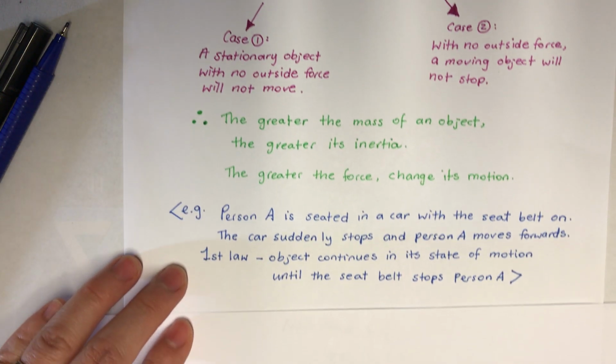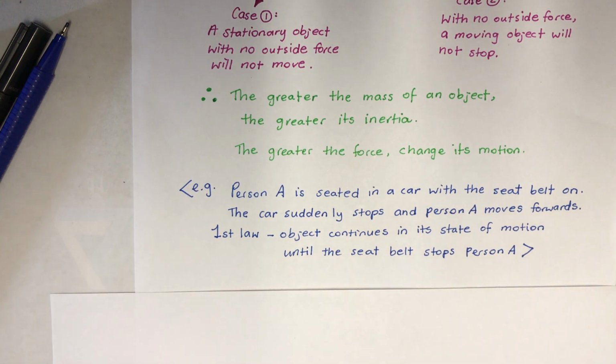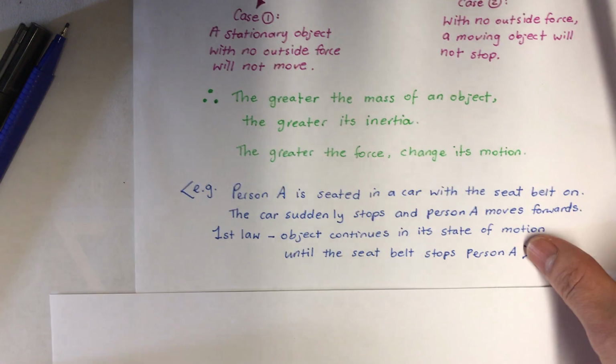All right, another popular example for this first law is person A seated in a car with a seat belt on. The car suddenly stops and person A moves forwards. You probably have that experience quite often. I had that. The first law says the object continues in its state of motion until the seat belt stops person A. So that's what happens.